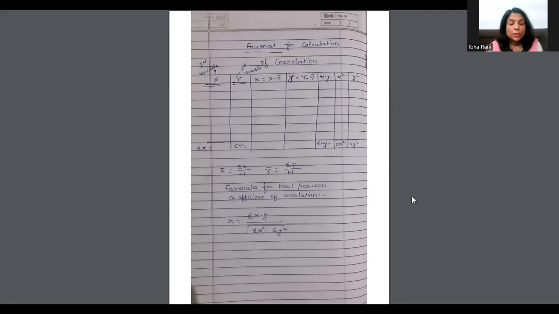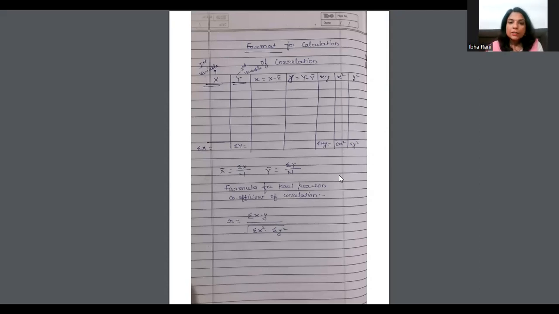There are majorly two techniques to calculate the correlation. The first one is Karl Pearson's coefficient of correlation, and the second is Spearman rank correlation. In this video, I will be discussing Karl Pearson's coefficient of correlation. It is denoted as small r.